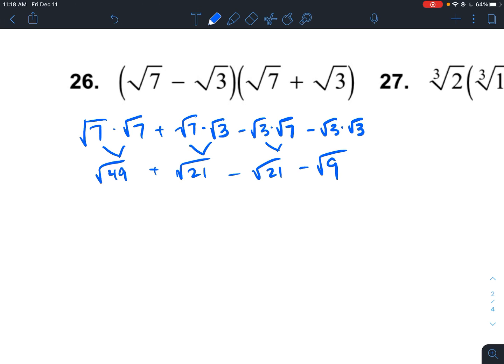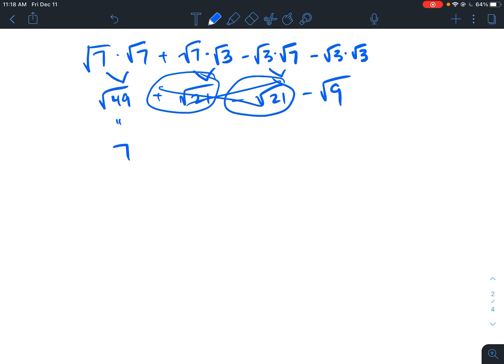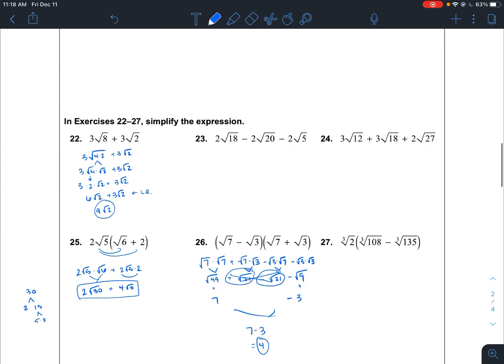Now I can simplify. Square root of 49 is equal to 7. You notice here that this is positive square root of 21, this is negative square root of 21, so those will cancel. And then I have minus square root of 9, which is 3. So here I have 7 minus 3, so this will just be equal to 4. Okay.